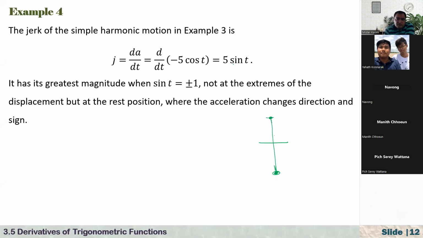So what is the jerk? That is 5 times sine of t. It has its greatest magnitude when sine of t equals plus or minus 1, not at the extremes of the displacement, but at the rest position, where the acceleration changes direction and sign.